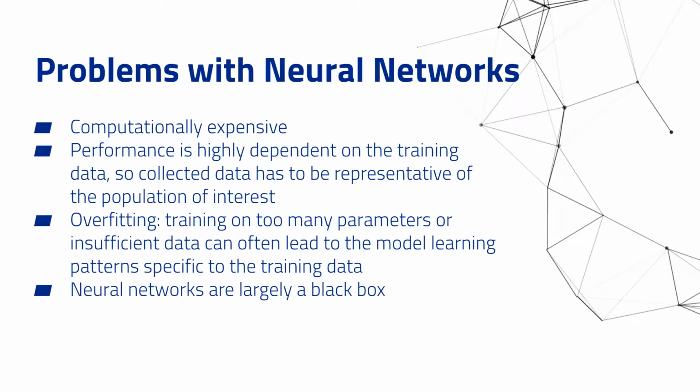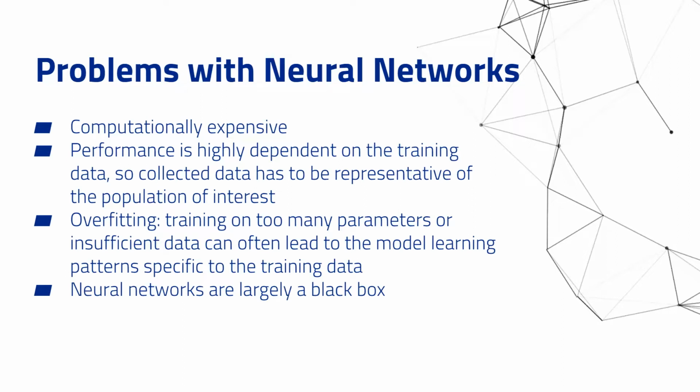Also, the performance is highly dependent on the training data. This means the collected data has to be representative of the population of interest. You can't take data from one group of people, create a neural network upon that group, and then use this algorithm to fit a trend on another group of people, because the data is representative of that population of interest, and you can't transmit that from one population to another.